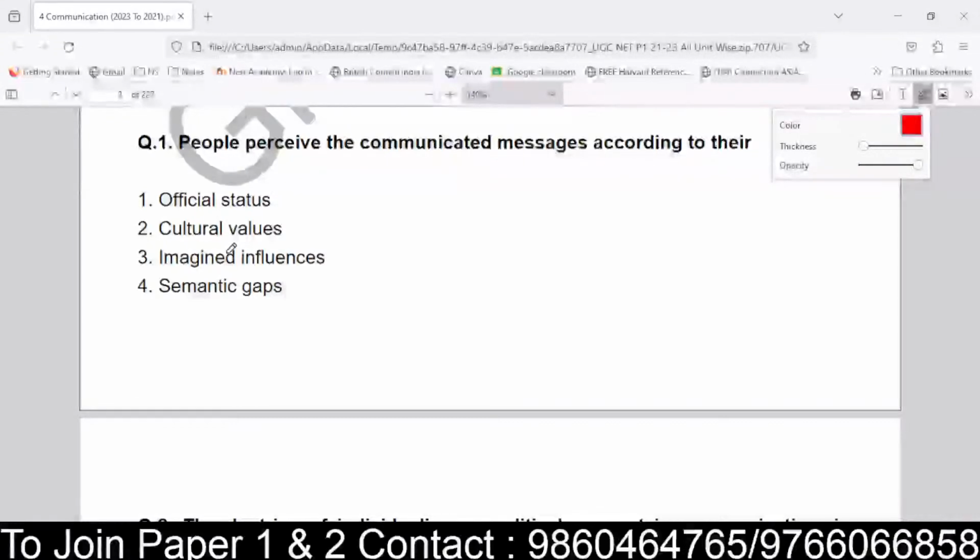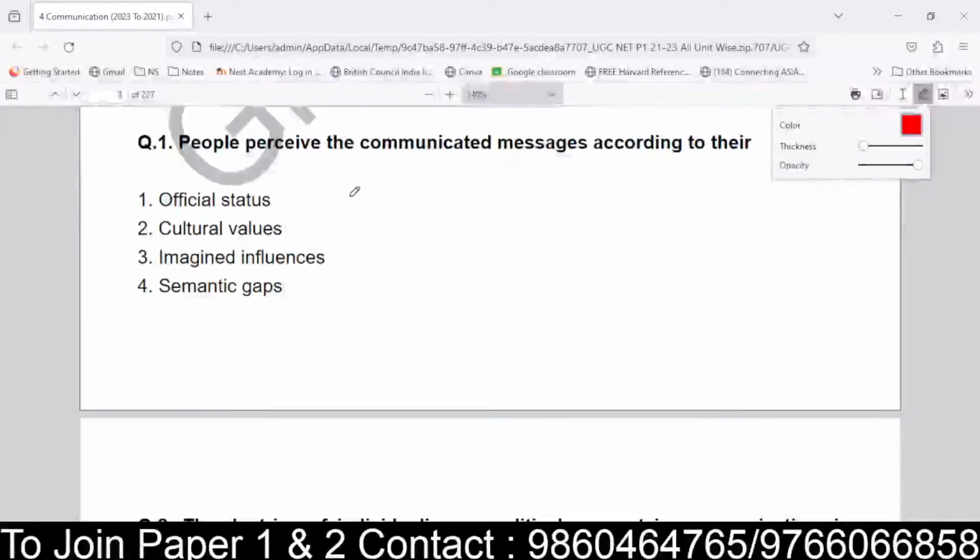So when you consider people who perceive the messages, that is based on what? It is based on cultural values. So people who perceive the communicated messages, it is based on their personal values, it is based on their cultural values, right?